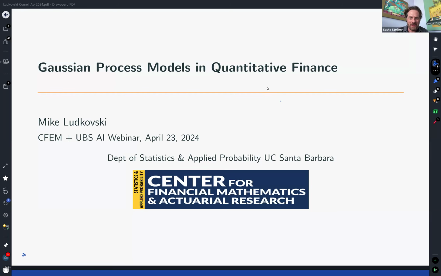I'm really very happy to introduce Mike Ludkovski, who has a PhD from Princeton and is now a professor at UC Santa Barbara in statistics and applied probability. He also co-directs the Center for Financial Mathematics and Actuarial Research. He has a very broad set of research interests, including Monte Carlo techniques for stochastic control, the modeling of renewable energy markets, commodities, and environmental finance, the analysis of mortality and longevity, market microstructure, and Gaussian process models for quant finance, which is actually the topic that he's going to cover today.